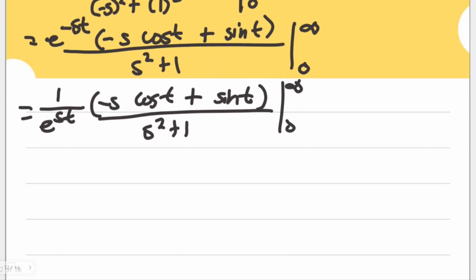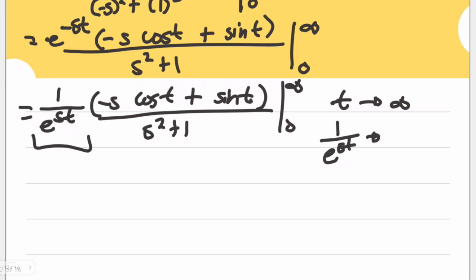As we plug in infinity as t, as t approaches infinity, sorry for that, my bad. Let me rewrite it. As t approaches infinity, this expression of 1 over e to the power of st will approach 0 as this exponent will increase and increase towards infinity. With that, by substituting infinity first, this first term will be 0, and no matter what the value of this, it will all be equal to 0. So that's the point here.